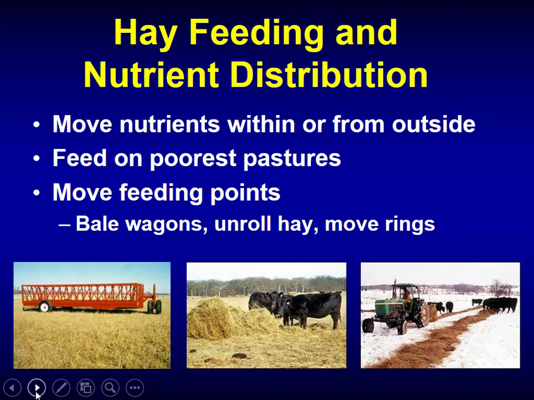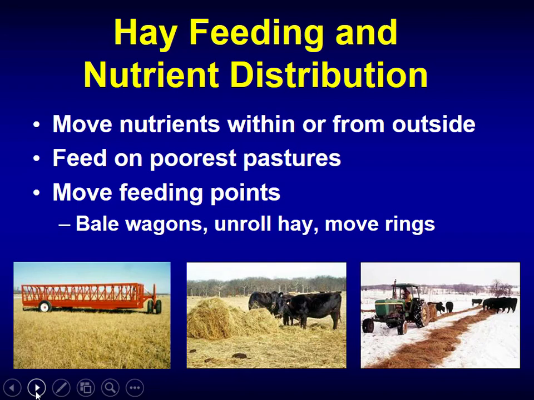Ideally, if you can move those feeding points around your pasture or even unroll that hay, you're going to get a better distribution of those nutrients within the pasture. But you don't want to feed them all in one spot. It's ideal if you can move them around and feed your hay on your poorer paddocks.